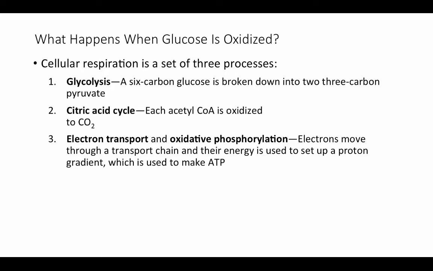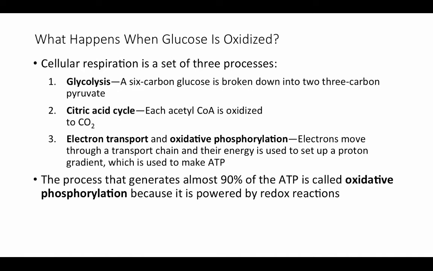And then finally, it's going to go through this process of oxidative phosphorylation by using the electron transport chain, which is going to be generating the energy to power this oxidative phosphorylation. So electrons are going to move through a transport chain, and their energy is going to be used to set up a proton gradient, which is then going to be used to power the synthesis of ATP. Again, this is just an overview. We're going to go into much more detail on this, so don't worry if this sounds a little bit vague at this point.